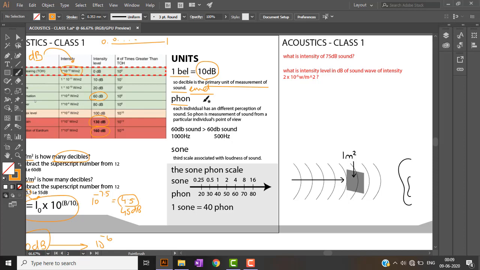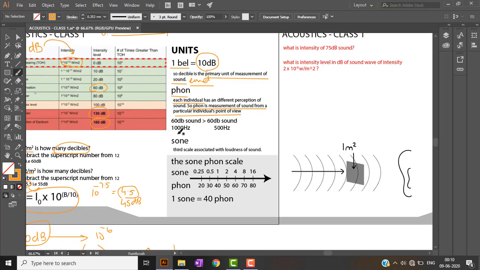The second unit which comes across is phon. Now phon, I'll explain it as each individual. Consider you and me. You have a better perception of a sound, and I am a little bit less perceptive to the sound. Which means phon is associated with each individual. Each individual has a different perception of sound. So phon is the measurement of sound from a particular individual's point of view. Some sound you might be pleased hearing, and some sound might get me irritated.